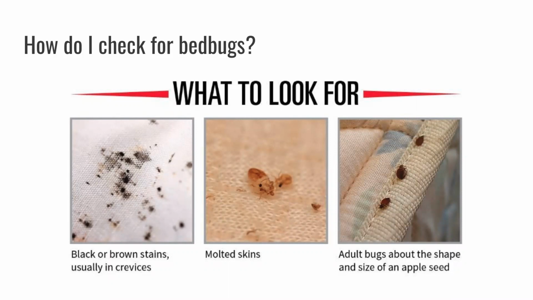So, and your mom and dad would know too, so you don't really have to worry about it. But if you want to look, they leave little black or brown stains where they live. Sometimes when they're molting into those different life cycles, they'll leave their skin behind.